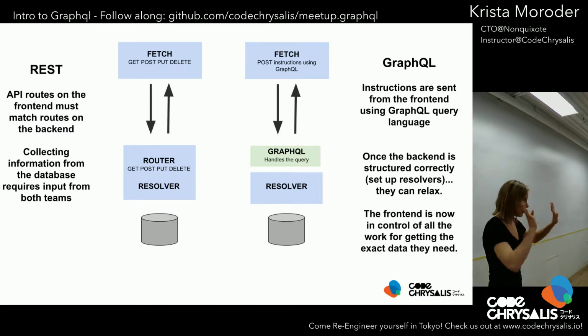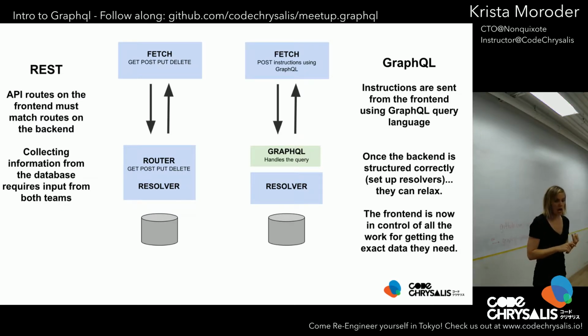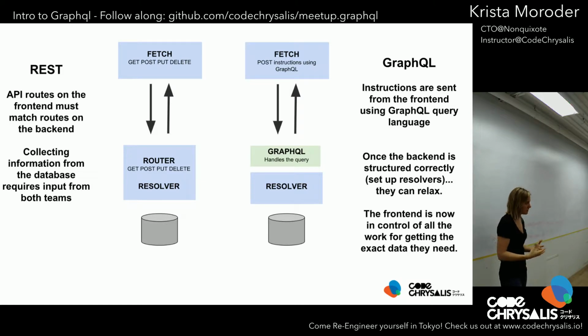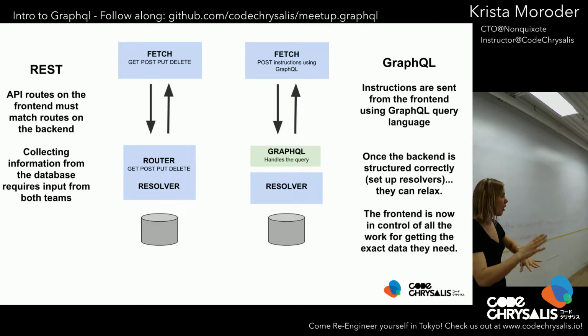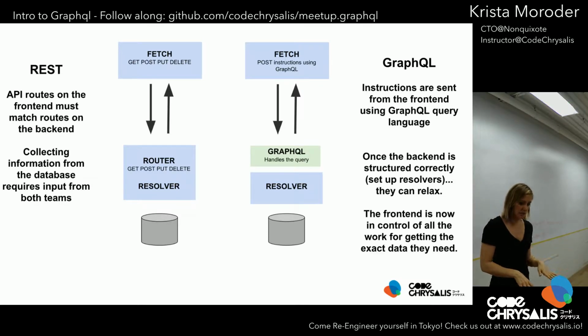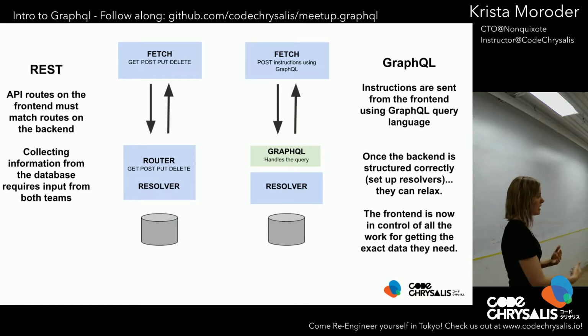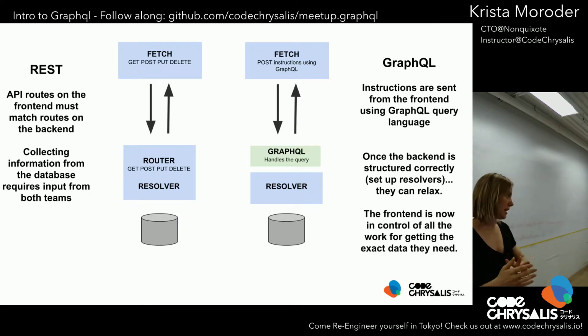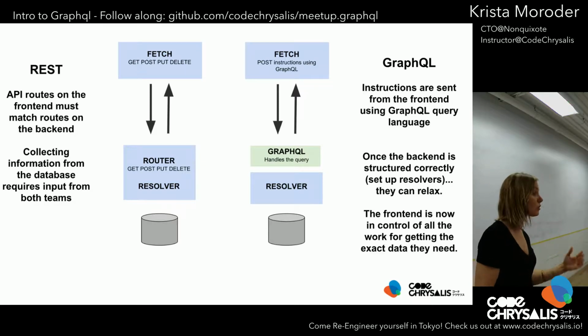So, in REST, our normal architecture, API routes on the front end have to match the back end, and collecting any information from the database requires input from both teams. So both teams have to work together on this. With GraphQL, you set up all of the structures and the schemas ahead of time, so once it's set up, the front end can control what types of queries they ask for. So that's the benefit. It pushes that responsibility more to the front end. It still requires both teams to work together, but a little bit less.